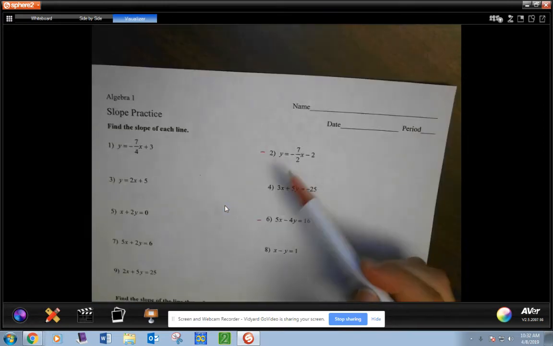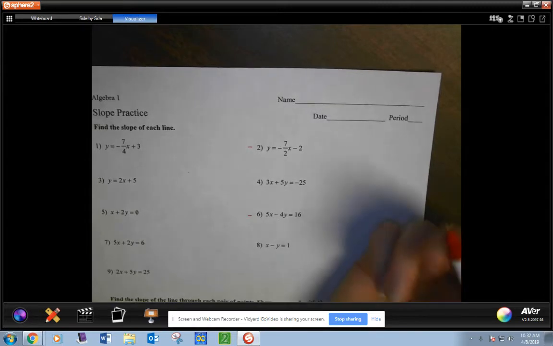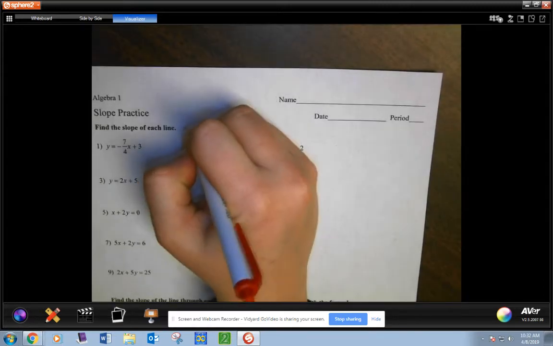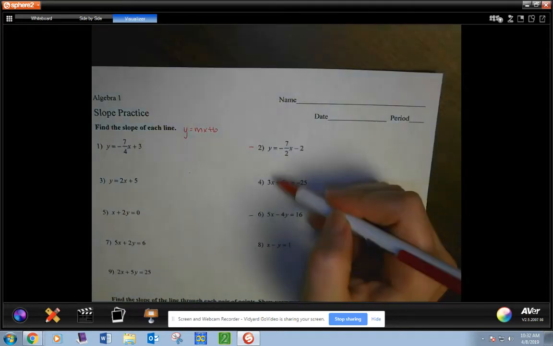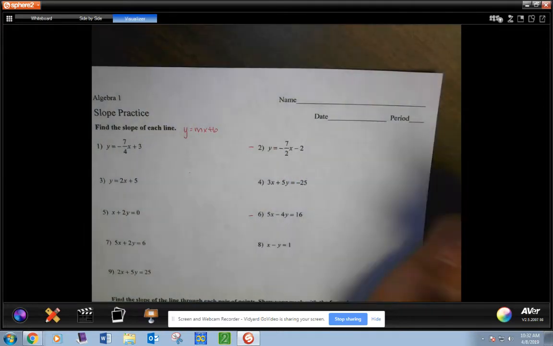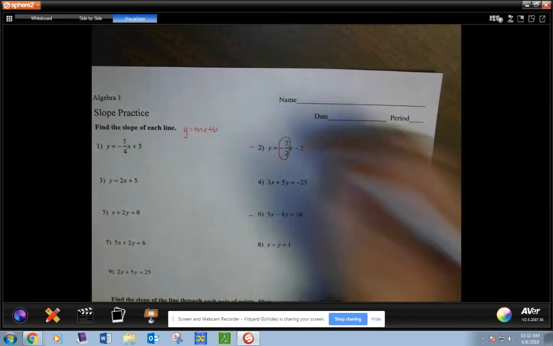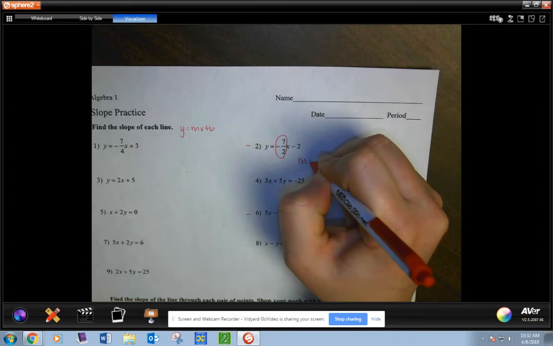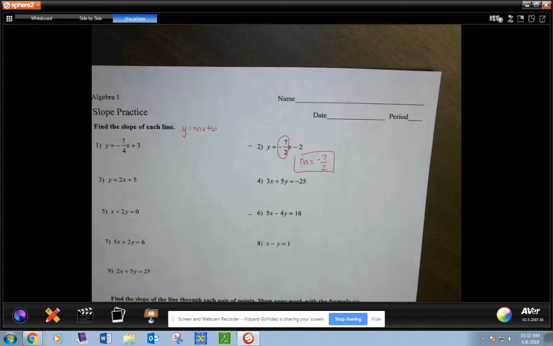Okay, so for the first 9 questions, all they want you to do is find the slope of each line. So when you're finding slope, you need to make sure that you have it in y equals mx plus b. Okay, so for number 2, this is already in y equals mx plus b. So I just need you to tell me what's in the m spot. And remember, m does not include the x. So you're just going to write m equals negative 7 over 2. And that's your answer. So make sure you circle it, do something to where I can find it easily.